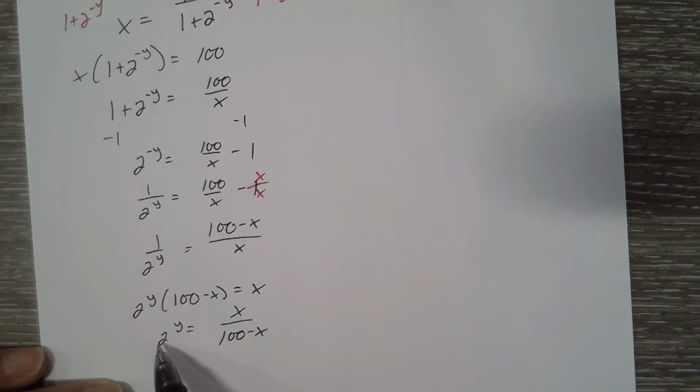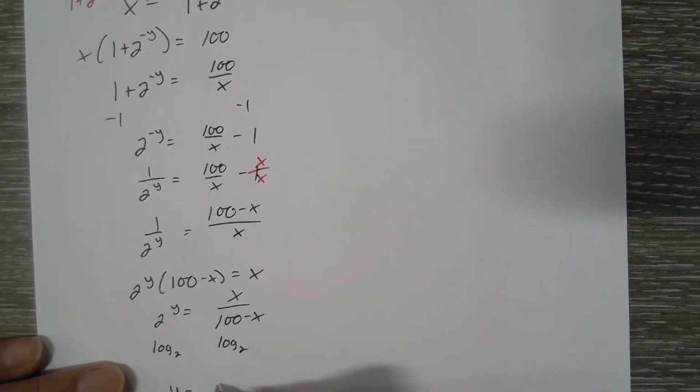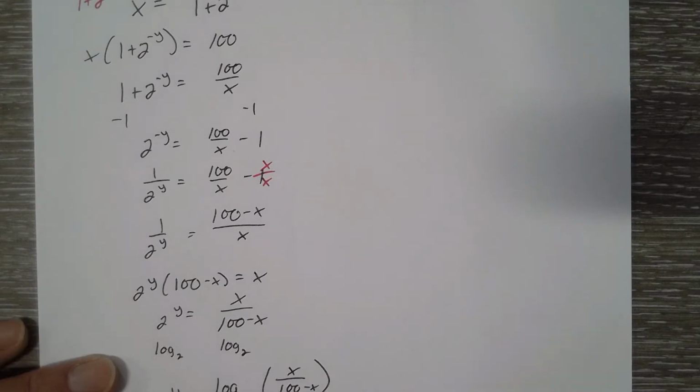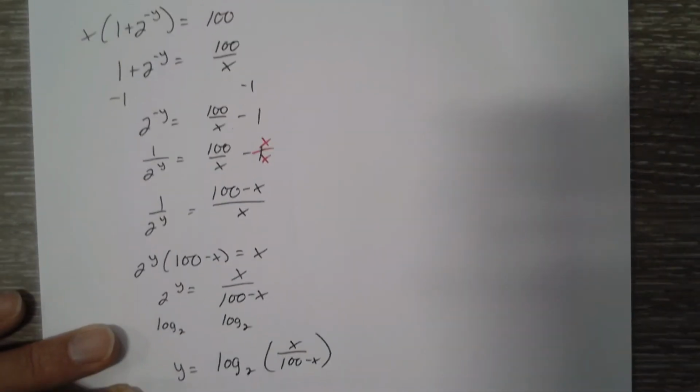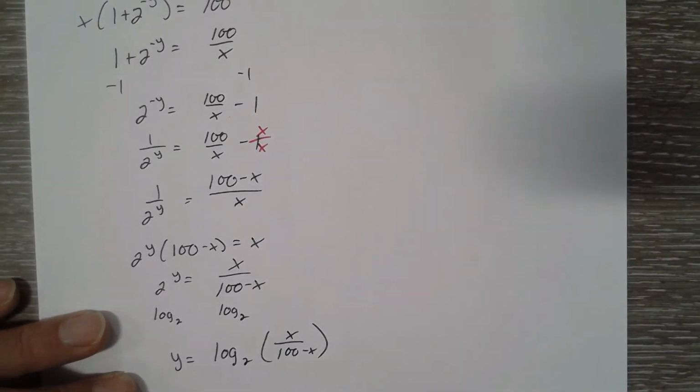And to undo 2 to the power, you have to do a log base 2 of each side. So we get the log base 2 of x over 100 minus x. Okay, so that's our inverse.